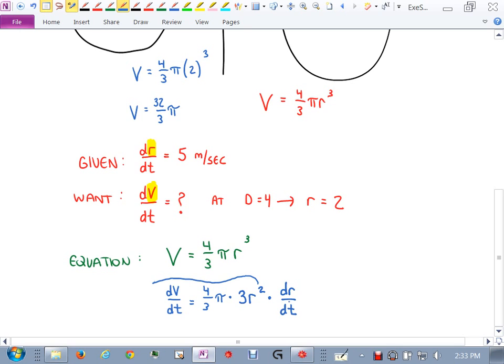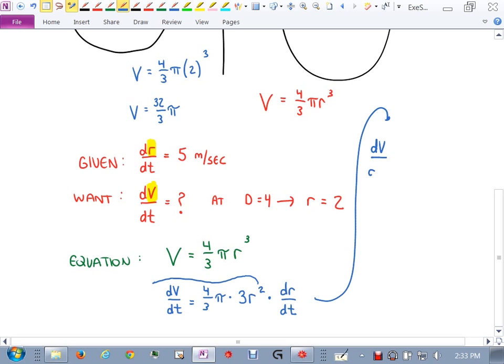If everything is done correctly, you should have what you're given and what you want in this final equation, which we do have, right? dV/dt is what we wanted. dr/dt is what we were given. And then we also have radius in here, but we're allowed to actually fix our radius now. So I will replace radius with 2. I will replace dr/dt with 5. And that will let me solve for dV/dt. So we're there.